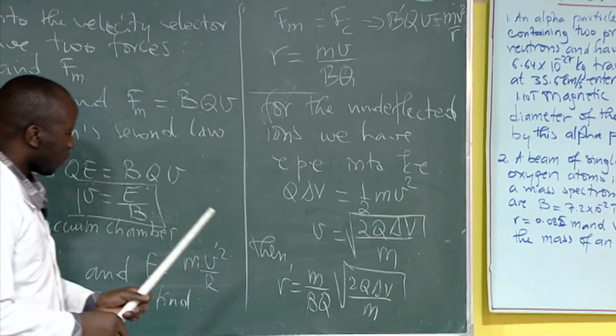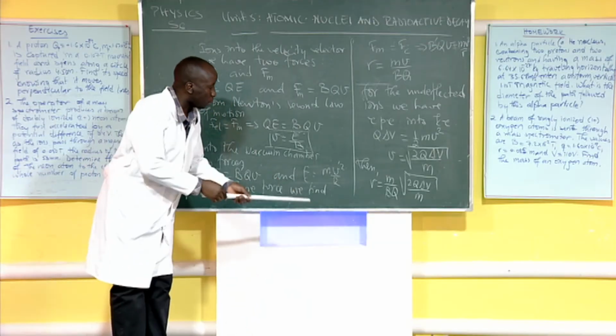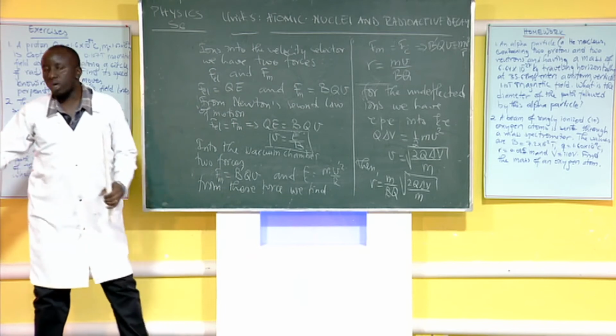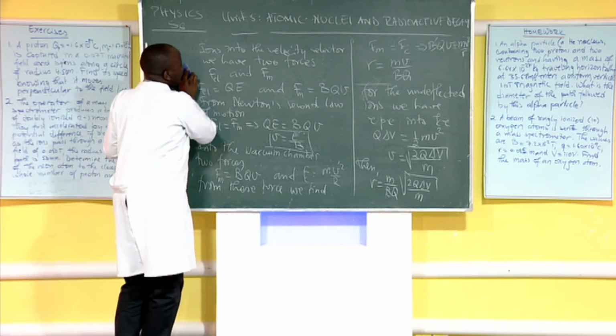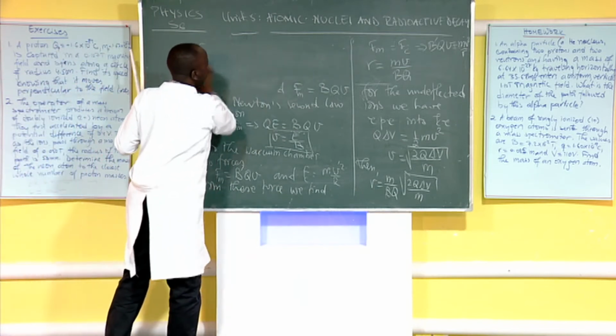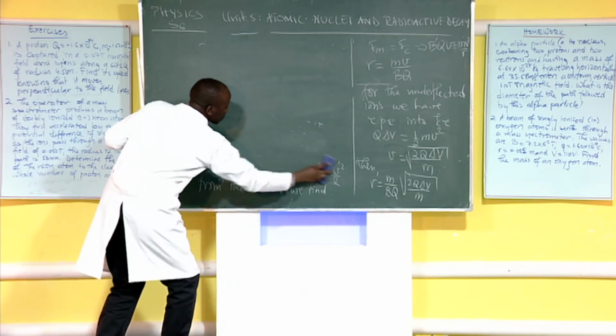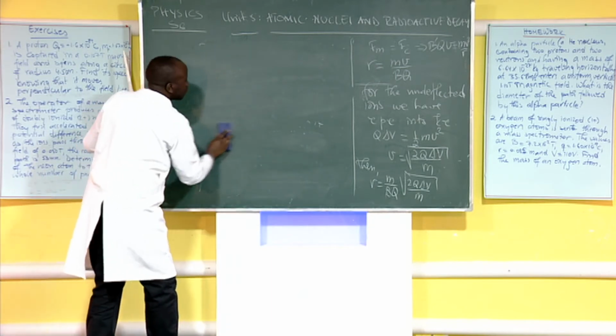And then let's say that we are going to square both sides. And then what do we find? We are going to find, when we square both sides, what do we find?